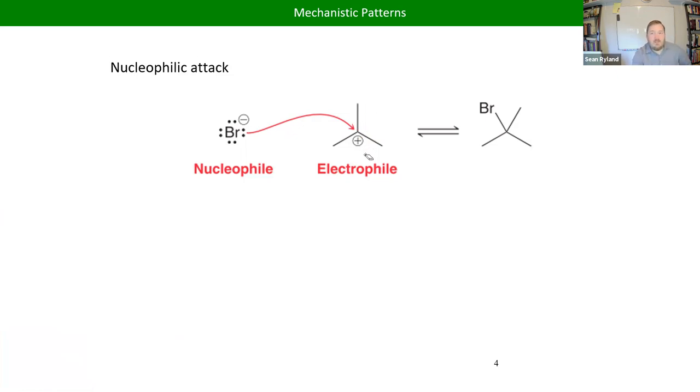At least I can't think of a time when you would show a lone pair moving that was not forming a bond. I'm sure I'll be able to come up with some exception in my head here in a few minutes, but I think I'm safe in saying that. If you're showing a lone pair moving, you're forming a bond.